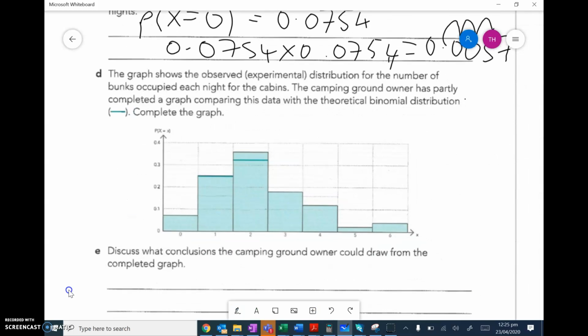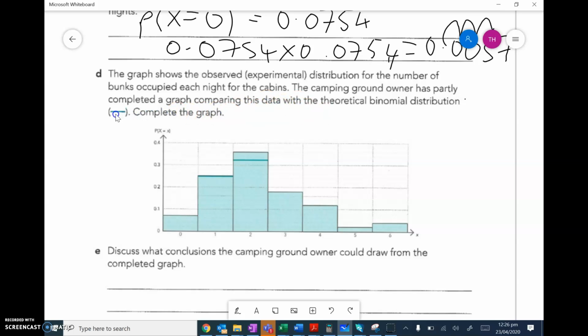The graph shows the observed. So these boxes represent the experimental probability, what he observed in his cabin. So he actually observed 0.246, 0.07 of the time there were 0 bunks occupied. So it's asking us to complete the graph.